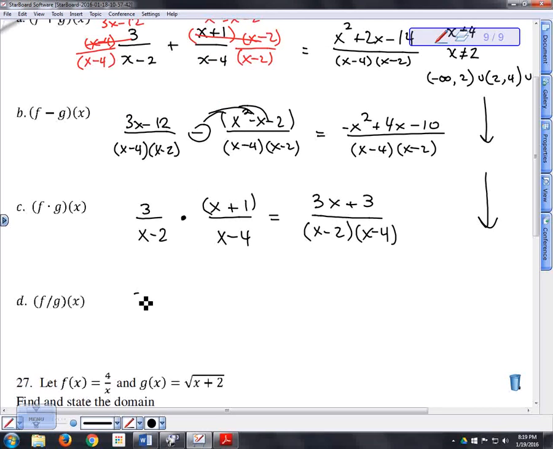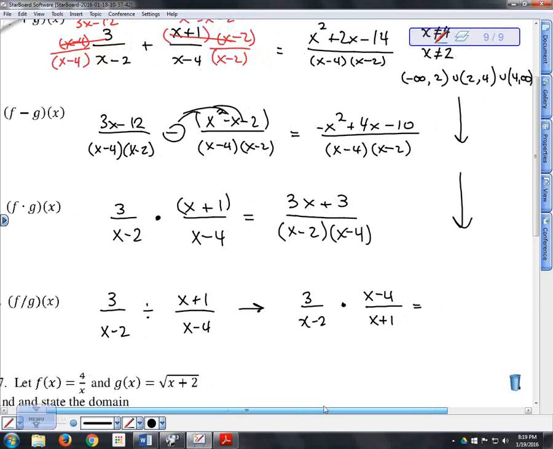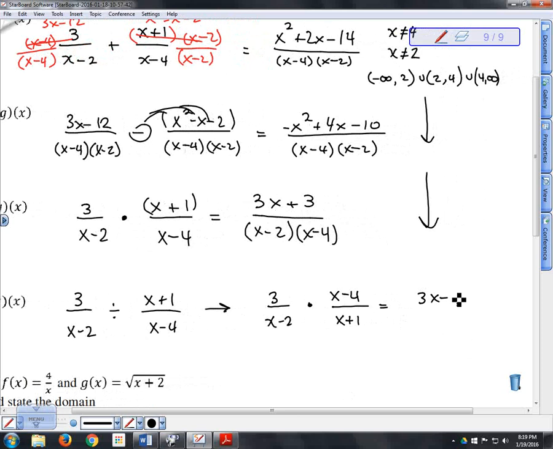Now for part D, dividing two fractions is the same as multiplying by the reciprocal of the second fraction. So we're going to get 3x minus 12 if you distribute the 3 in the numerator over x minus 2, x plus 1. So now we have something new to consider. X cannot be 2, x cannot be negative 1.